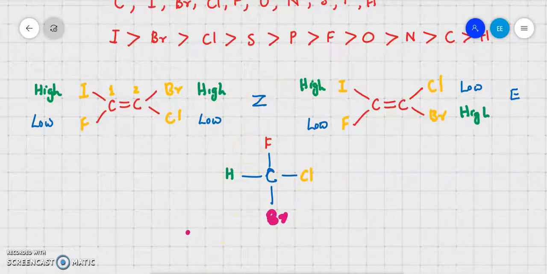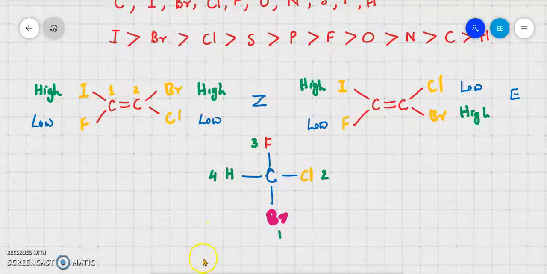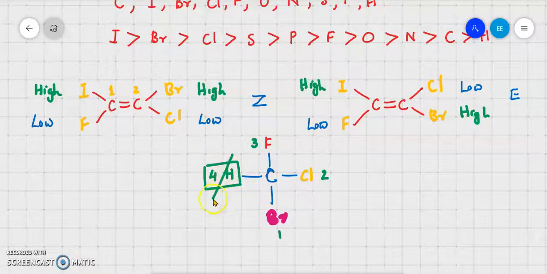So then here we assign the priority like this. Out of the 4 atoms attached to the chiral carbon, the highest priority one is bromine, so we will put 1 here. Next is chlorine, so 2 here. Next is fluorine, so 3 here. And next is hydrogen, so 4. When we look at it, we ignore the lowest priority group, which is hydrogen. We don't look at it.